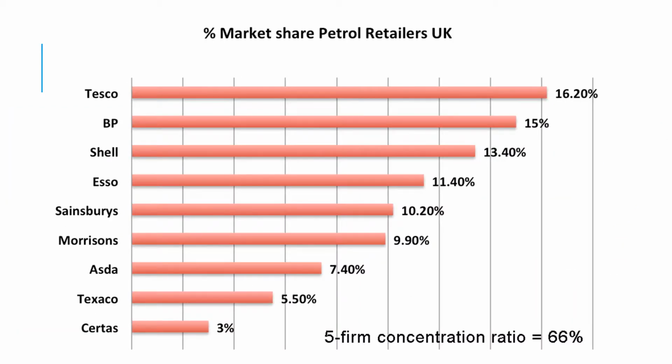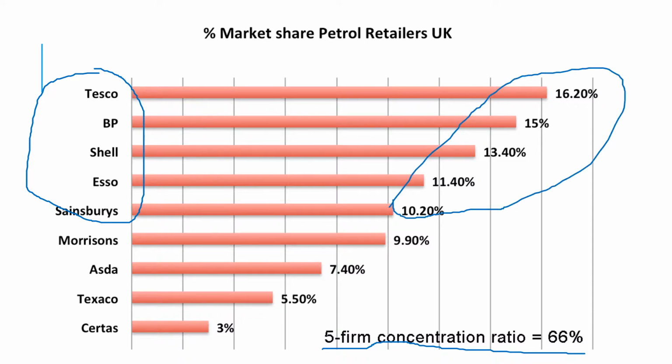Here is the market for petrol retailers in the UK, and if we were to look at the 5 firm concentration ratio, we would probably conclude here that these biggest 5 firms, in terms of their market share, would be an oligopoly. 5 large firms here dominate the market.